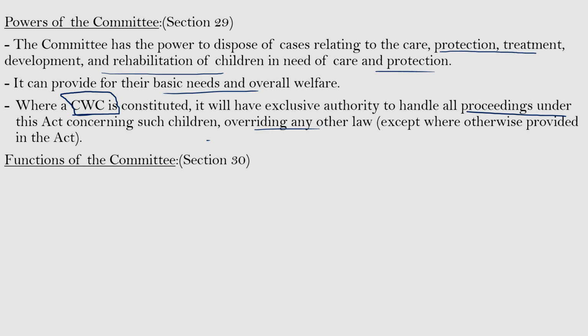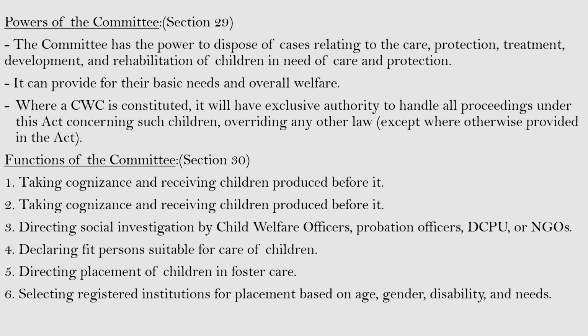Now let us understand the functions. Section 30 of the Act provides the functions that shall be done by the committee. The functions of the committee are taking cognizance and receiving children produced before it. So any child who is found begging, or was abused, or is an orphan, any person can produce the child before the Child Welfare Committee, and the committee shall take cognizance of that child and provide any care, protection, and any other needs of the child.